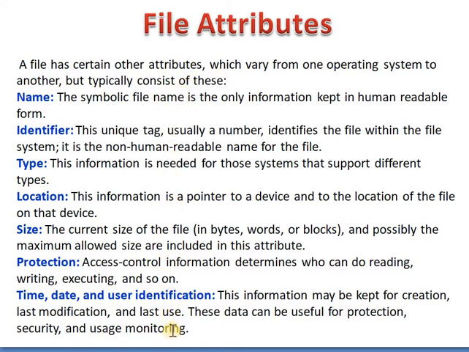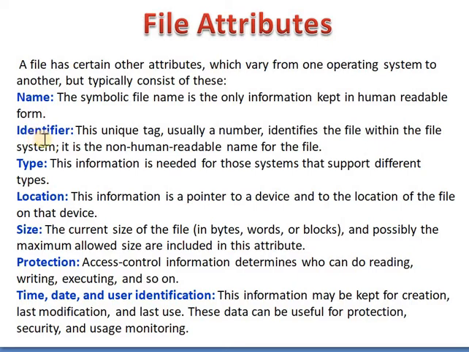These are given here. The first attribute is the name. Every file has its own unique name. The symbolic file name is the only information kept in human readable form. Name is one of the important attributes, which defines the name of that particular file, and that information is kept in a human readable form. By using that name, we can easily identify the particular file.